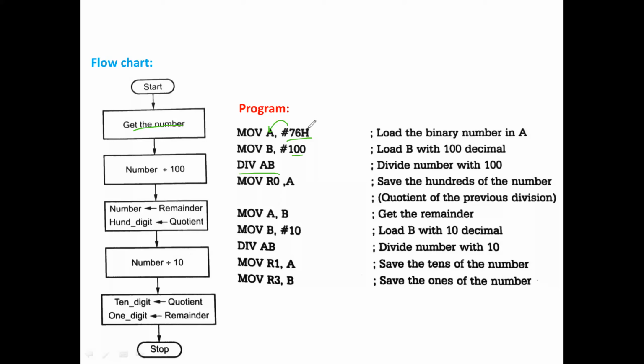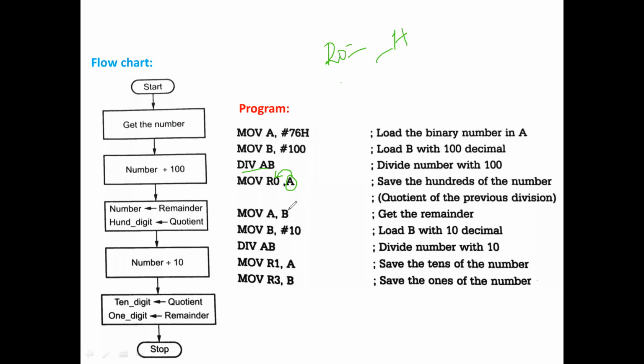The operation is to divide the value by 100, so that's why the B register holds 100. In the A register we have taken the exact value. Divide A by B, which is nothing but A divided by B. Our value is in A, and we are going to divide it by B, which is decimal 100. So here the accumulator has the quotient that we push to R0. R0 has the hundreds digit.